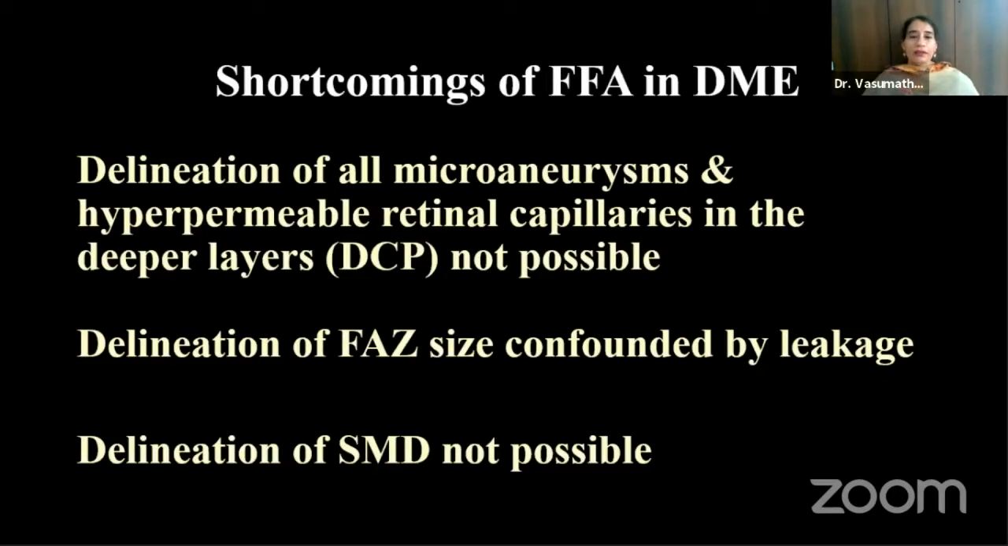Delineated, and the foveal avascular zone size, which is important for prognostication and to rule out macular ischemia, is not clearly possible most of the time because there's a lot of leakage which confounds the picture. And a very important feature of diabetic macular edema, which is serous macular detachment or subretinal fluid, cannot be delineated by fluorescein angiography, apart from the fact that it's an invasive procedure. These are the shortcomings of FFA in DME.